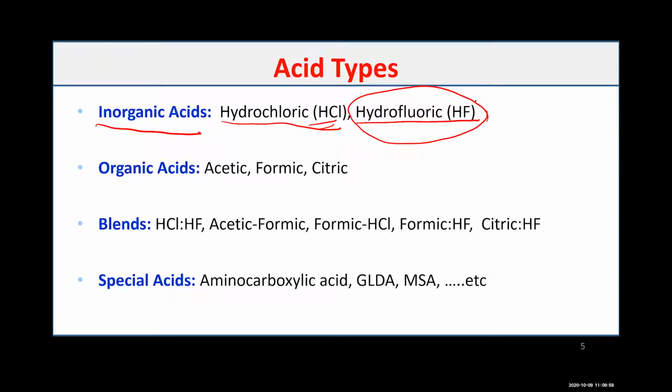Then we have organic acids: acetic, formic, and citric. And we use organic acid in areas where we will not be able to use inorganic acid, mainly because of the low corrosion rate.